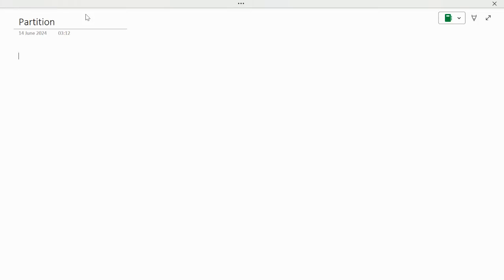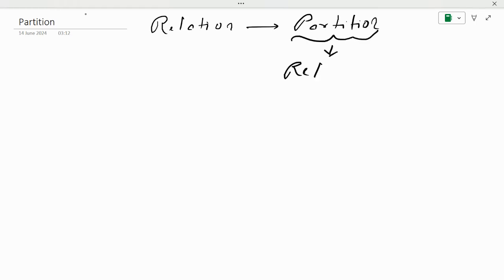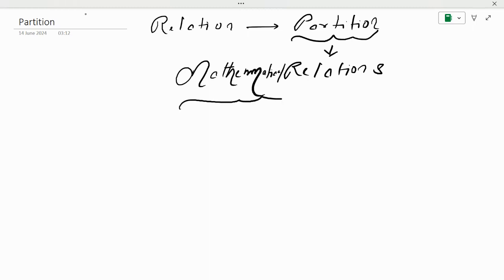Hi all, welcome back, and in this video we are going to learn about partition. In the previous video we were learning about relation, and now we are learning about partition. Of course you can relate these terms from relation to partition. So let's study partition in terms of relation, okay? And with relation, we are dealing with the mathematical relation, please keep in mind. So okay, let's begin with this topic.